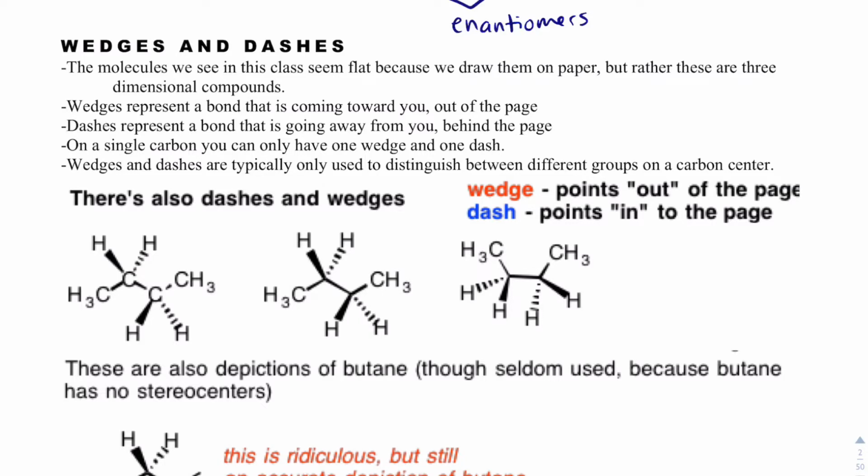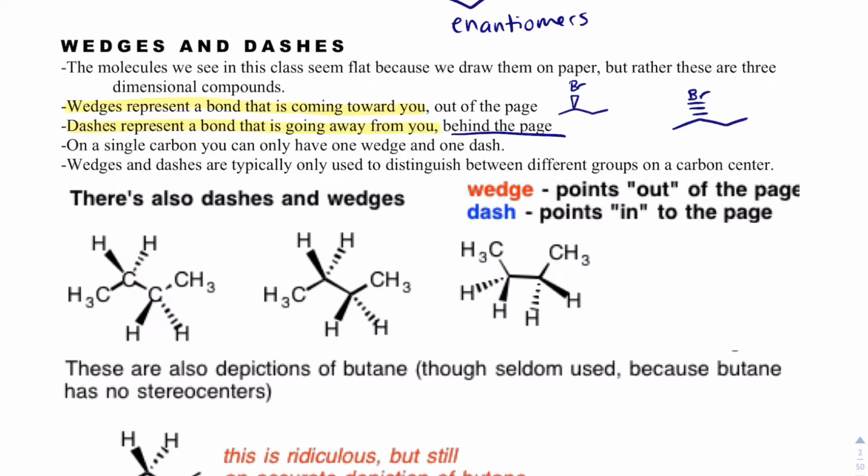Okay, so wedges and dashes, these are really, really important. Wedges represent a bond that is coming towards you or out of the page. So if we have something that's like this, if you draw this on your paper and that's a bromine, that bromine would be pointing out at you. Whereas dashes represent a bond that's going away from you. So if we draw the same molecule, these actually happen to be enantiomers, that bromine is pointing into the paper, okay, or onto your desk or wherever it is that you're writing.